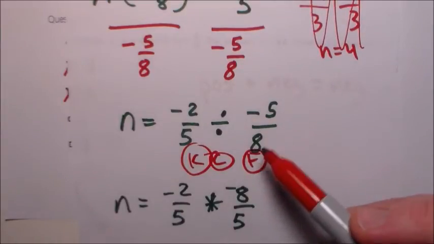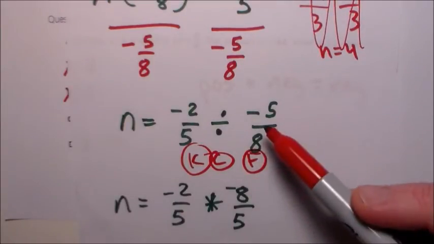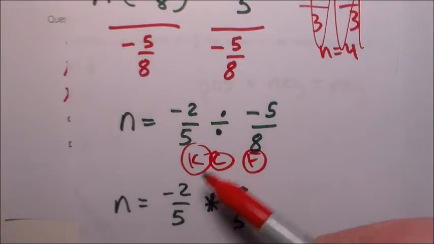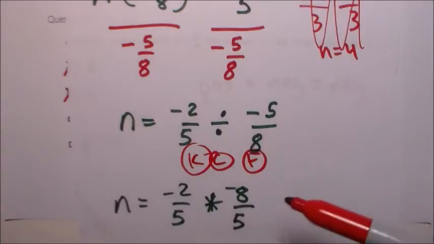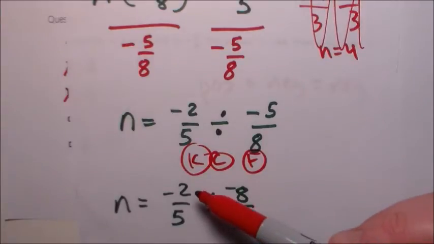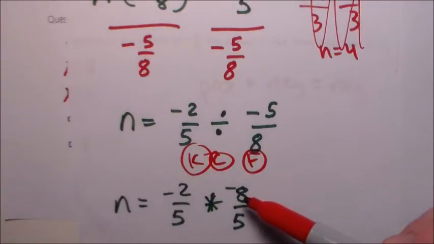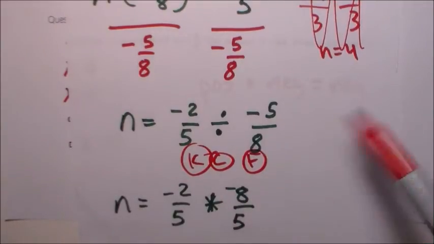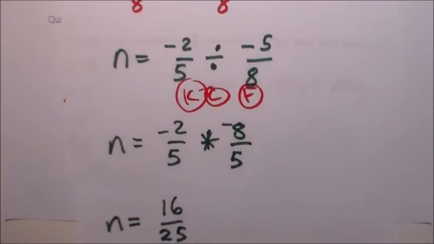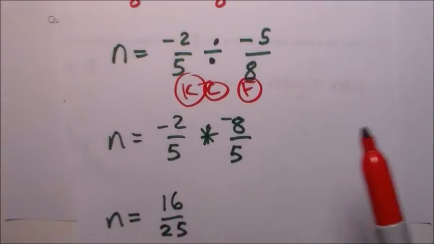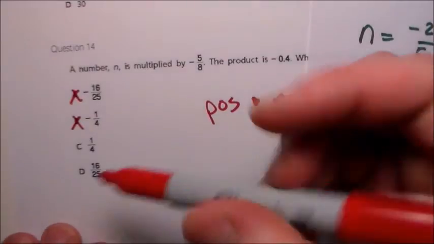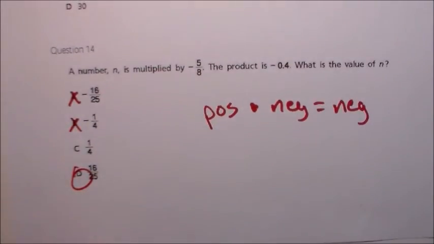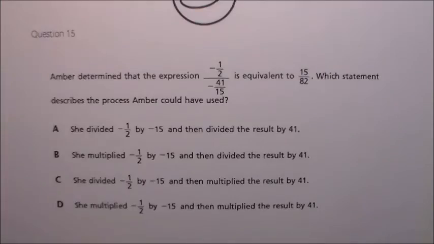That's the convention. But either way, it's one negative sign, and we know that n is going to be positive anyway. We have two negatives here multiplied together, and that's going to give us a positive. And we have negative 8 times negative 2 is positive 16, and 5 times 5 is positive 25. So we have 16/25, and that's our answer. And we're good.